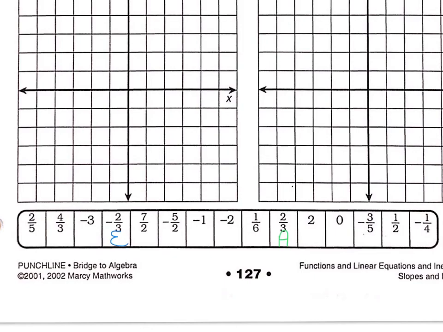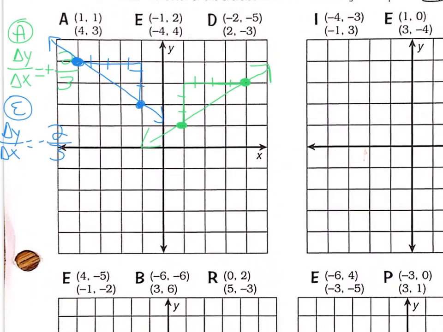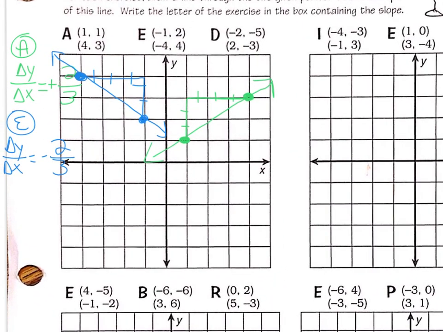Okay? All right, I've got you started. Now you're going to put D on this same graph, and then you're going to do the whole rest of the worksheet the same way.